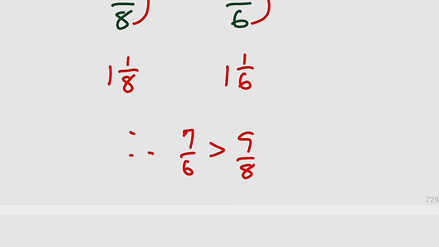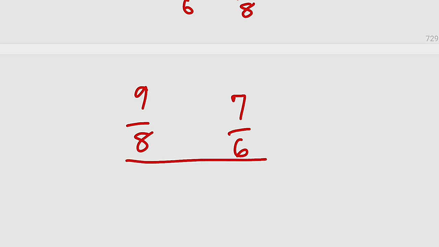All right, let me take the last method. Let me repeat the numbers here. We have 9/8, and we have 7/6. If you have two or more fractions that have the same denominators, that number with the highest numerator is always the greatest. Therefore, we are going to transform these two denominators into exactly the same number by taking the LCM. The LCM of 8 and 6 is 24 because 24 is the smallest number which both 8 and 6 can go into without remainder.